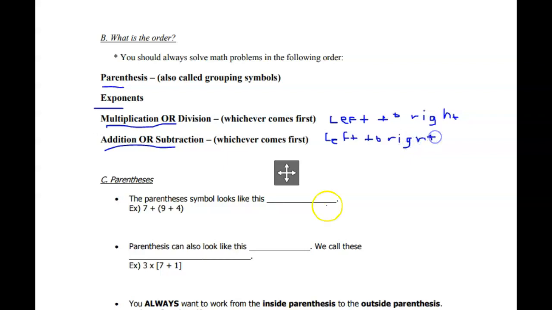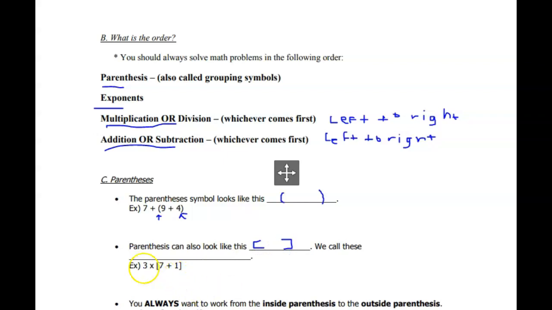All right, the parenthesis symbol. Well, the parenthesis symbol looks like this, guys. I call it the hug. It's the hug symbol. It hugs the numbers. If we look at this example, we've got our parentheses around 9 plus 4. The parentheses symbol can also look like this.